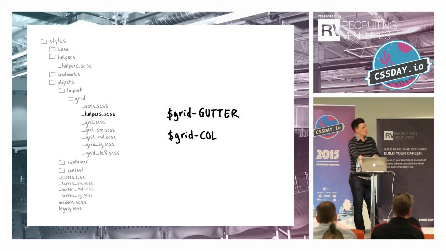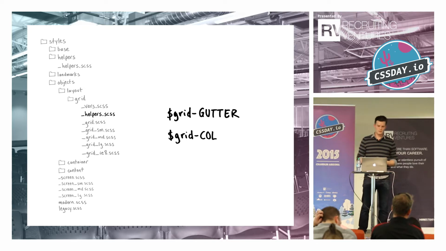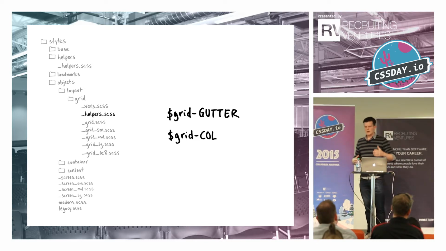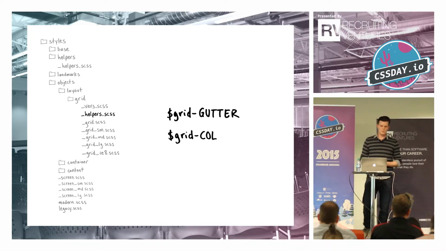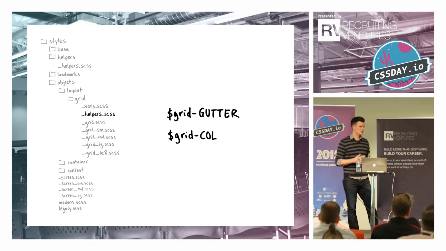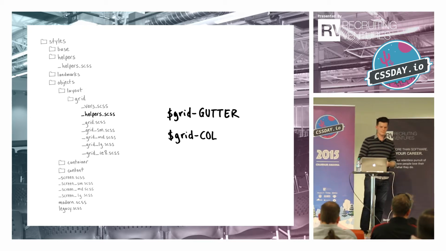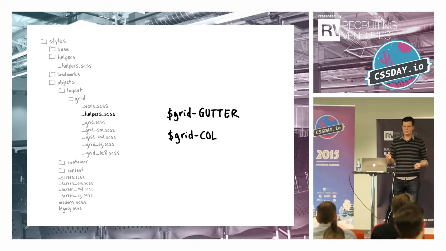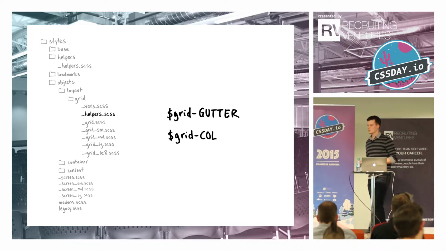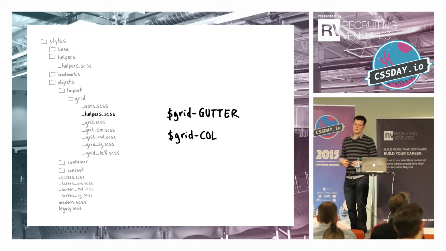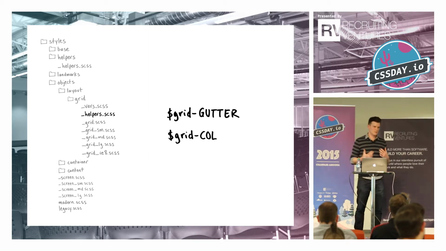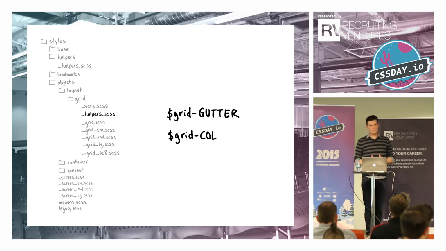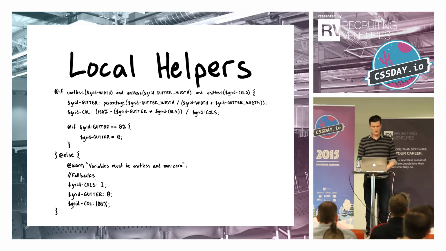Helpers. We are going to generate 2 new variables with our helpers. Yay for Sass. Based on our 3 variables from before, we're going to calculate 2 additional ones. What we want out of this is a percentage-based version of our gutter. So before we had a pixel-based version, 24 pixels. We want that represented as a percent. And we want a percentage-based version of our column. So how wide is a column represented as a percentage? We're going to calculate those because Sass lets us do that.